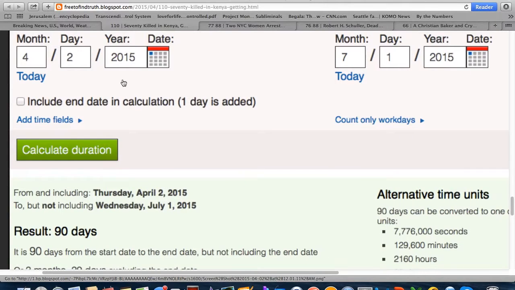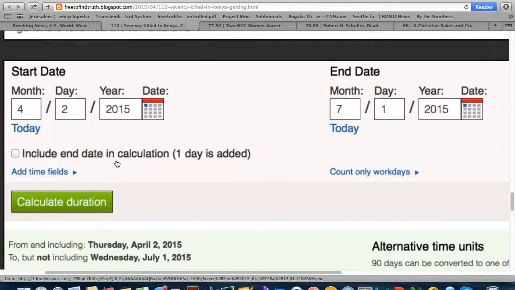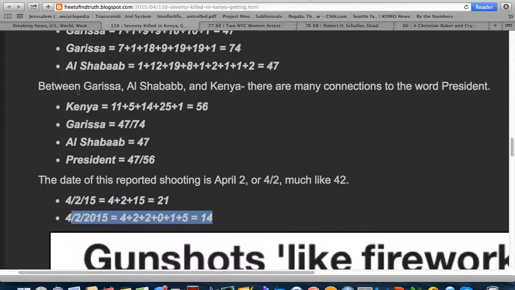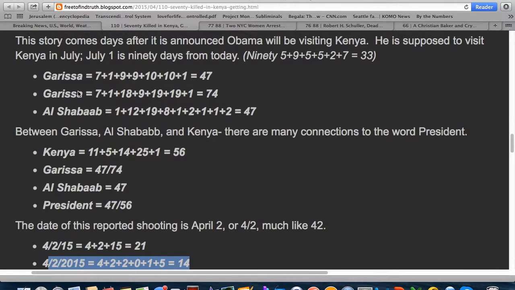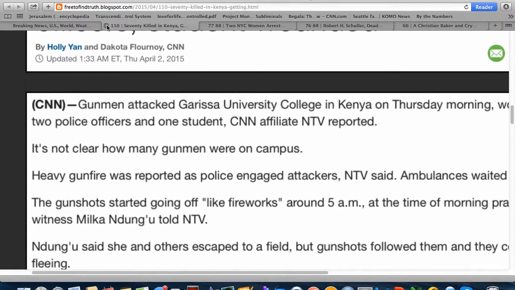The other thing I want to point out, Truth Seeker, is that from the day of the shooting to July 1st, the month that Obama's going there, I don't know if he's speaking July 1st or at the end of the month or what. It hasn't been said. But from 4/2 to July 1st is a span of 90 days. 90 is an interesting number because only it and 16 sum to 33 in Gematria. So that's that story, the Kenyan shooting. It seems to be very much connected to the President of the United States, coded with all of our regular numbers. I'm surprised they didn't mention Boko Haram too. Boko Haram has the Gematria of 39, another important number from the Old Testament.